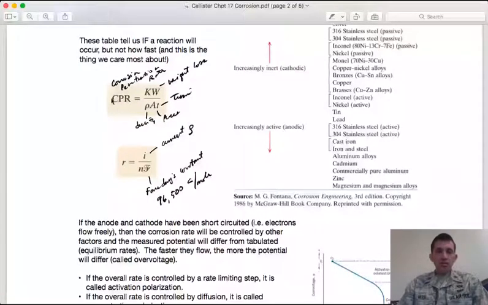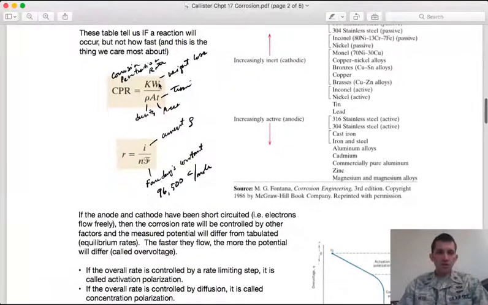This corrosion rate is captured by this expression here. This is the CPR, or the corrosion penetration rate. It is a combination of weight loss, a kinetic parameter K, and then density, the surface area, and time. So we see here that as the density decreases and the area increases, we're going to have less corrosion penetration.